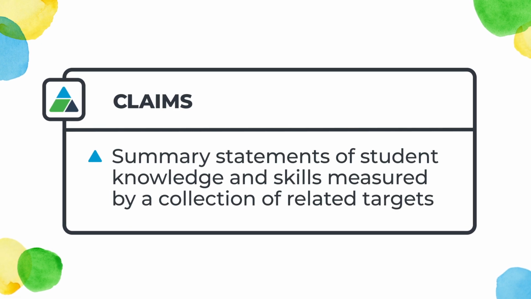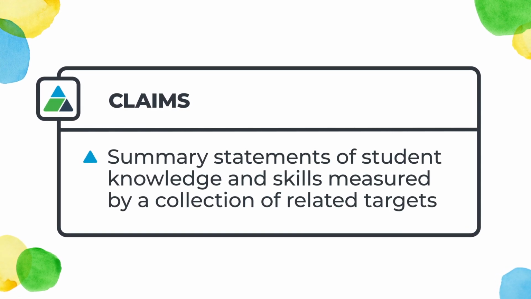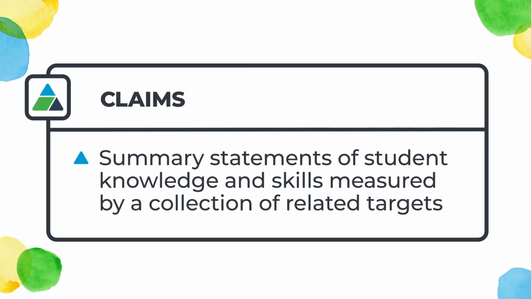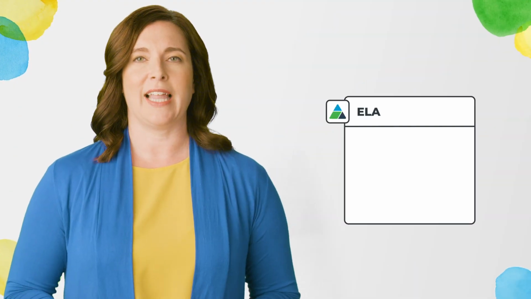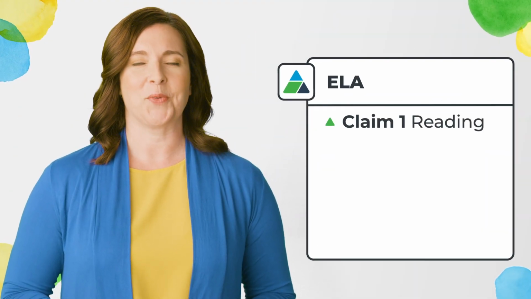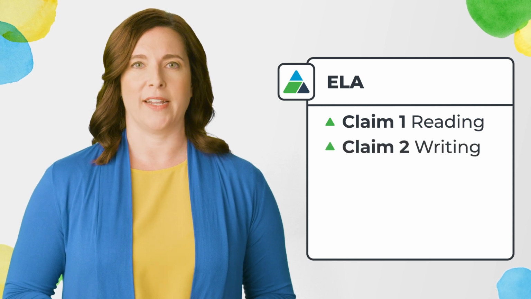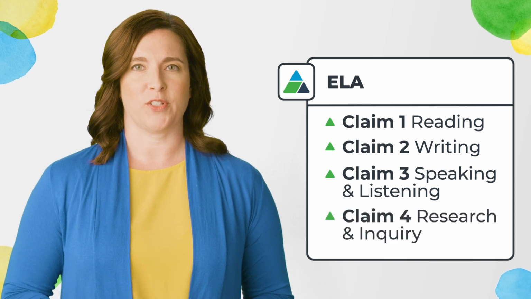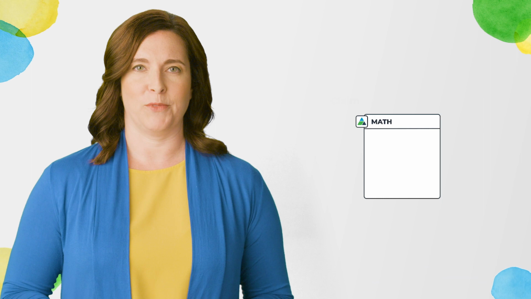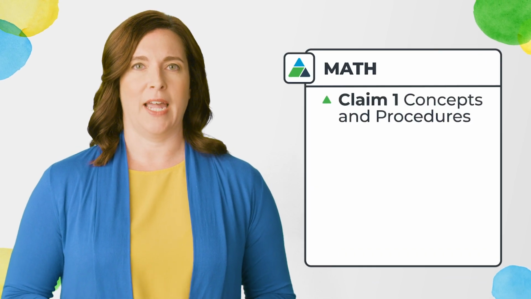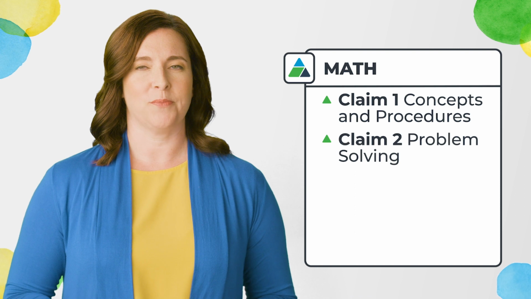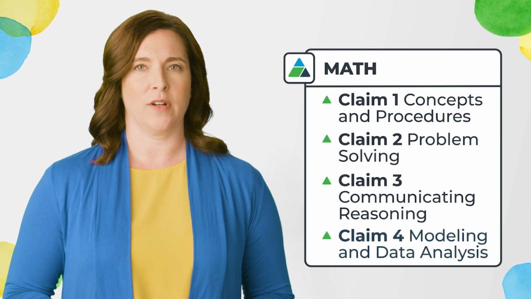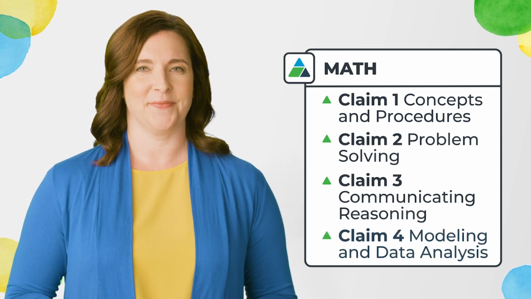Claims are summary statements of student knowledge and skills measured by a collection of related targets. There are 4 claims for ELA and 4 claims for math. For ELA, the claims are Claim 1, reading, Claim 2, writing, Claim 3, speaking and listening, and Claim 4, research and inquiry. The math claims are Claim 1, concepts and procedures, Claim 2, problem solving, Claim 3, communicating reasoning, and Claim 4, modeling and data analysis.